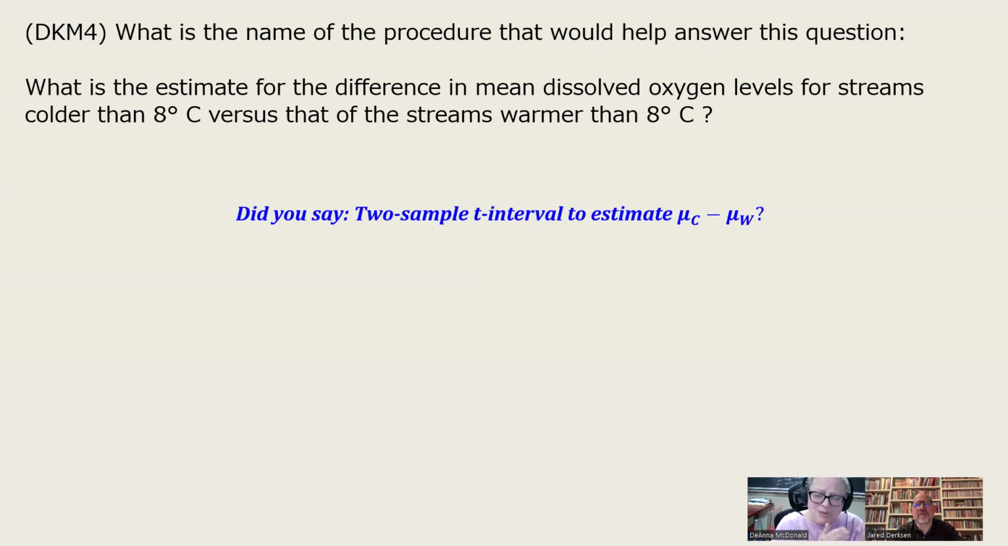If you have the word estimate, then that means that you need an interval. And so if I had done this correctly, I was hoping that you would say a two sample T interval to estimate the difference between the population mean for cold versus the population mean for warm. And again, I don't say it the way you all do in high school anymore because I need my students to be agnostic with respect to the way they write things. And so probably in AP world, you would say a two sample T interval and you would stop there. Is that correct, Jared?